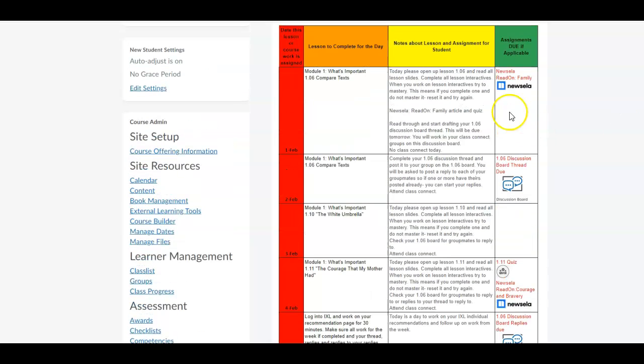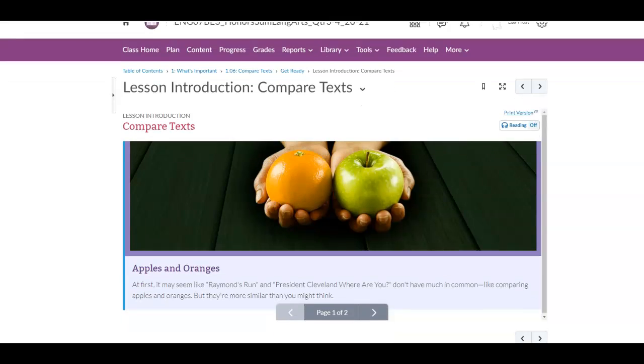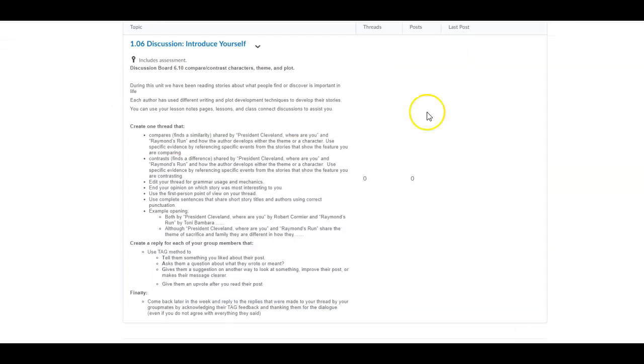So in 1.06, you're going to have this lesson, and it's comparing texts. And in this lesson, you're going to look at comparing and contrasting, specifically Raymond's Run and President Cleveland, Where Are You? And the lesson gives you strategies about comparing the time period, the place and location, and the character's theme, etc. And then after you read that story, you're going to be asked to write a discussion thread.